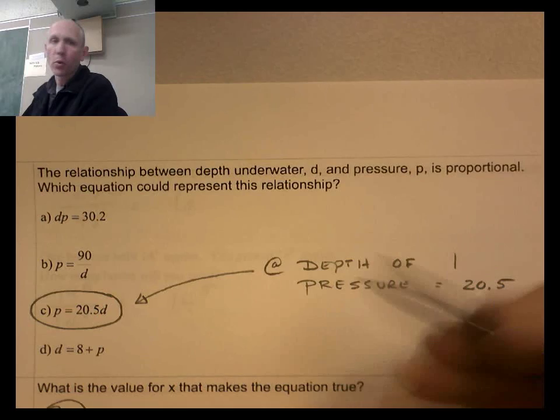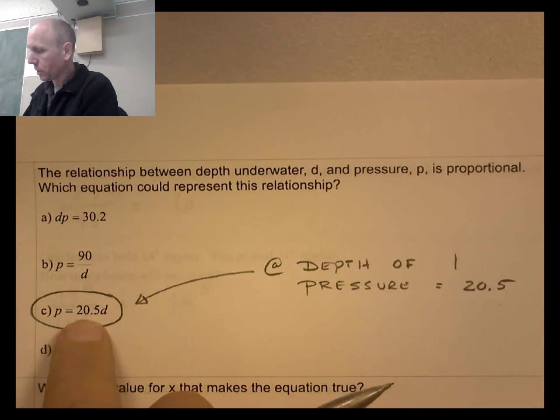Which equation is proportional? Proportional is y equals mx plus 0.